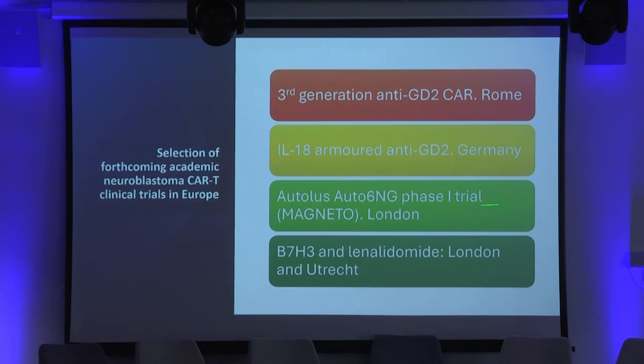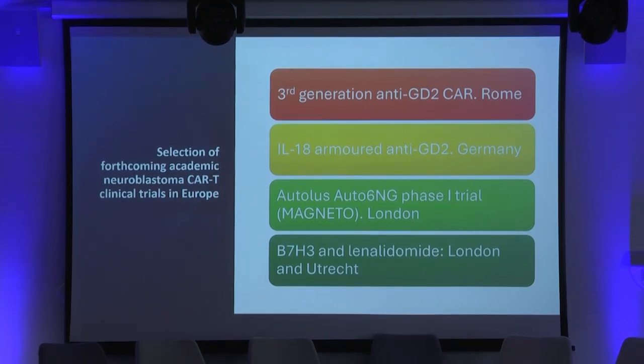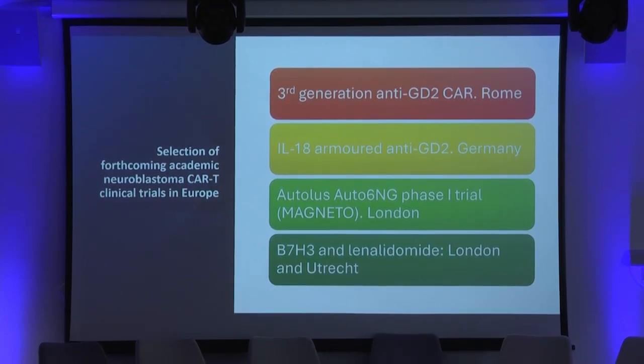There's a trial open in our own hospital, Great Ormond Street, which also involves this armoring. Again, it's an anti-GD2 CAR. And there's an interest in targeting other antigens, one of the most popular of which is B7H3, because it's expressed not only in neuroblastoma, but in most childhood solid tumors and also brain tumors. So the trial in our hospital, Great Ormond Street, is called Magneto for short.